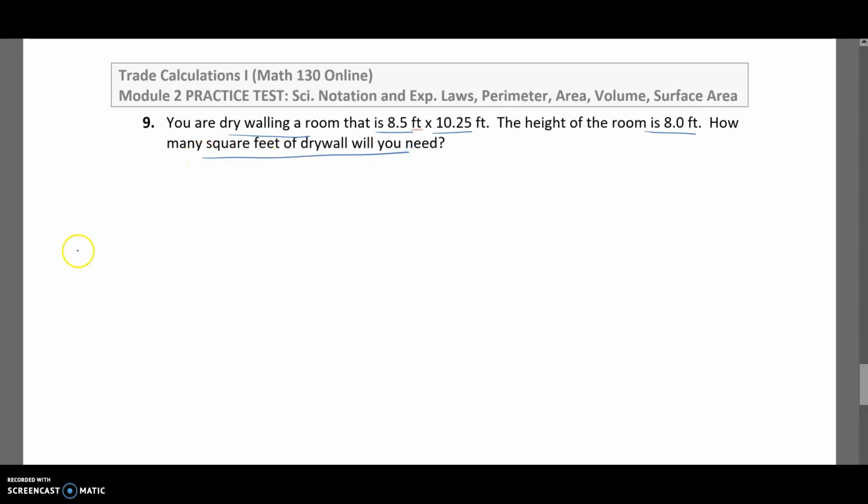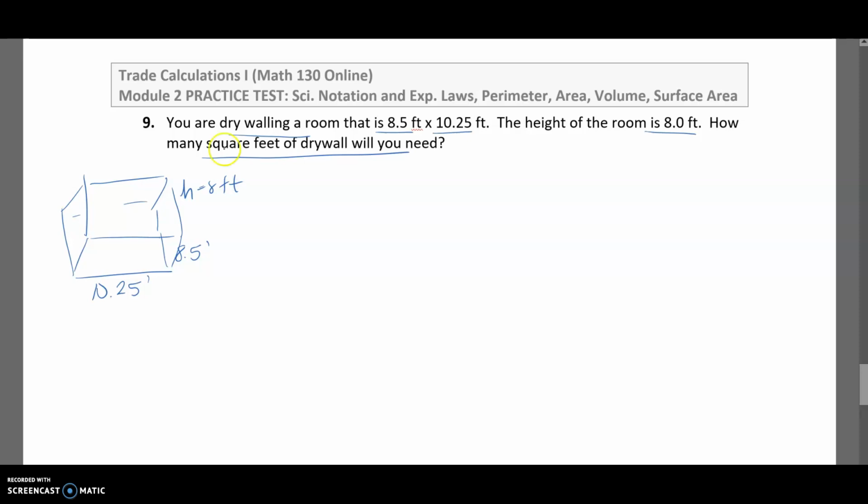need. If we sketch out the base of this room, we're told that it is 10.25 feet by 8.5 feet. The height of the room, we're told, is 8 feet. And we want to calculate how much drywall we need.